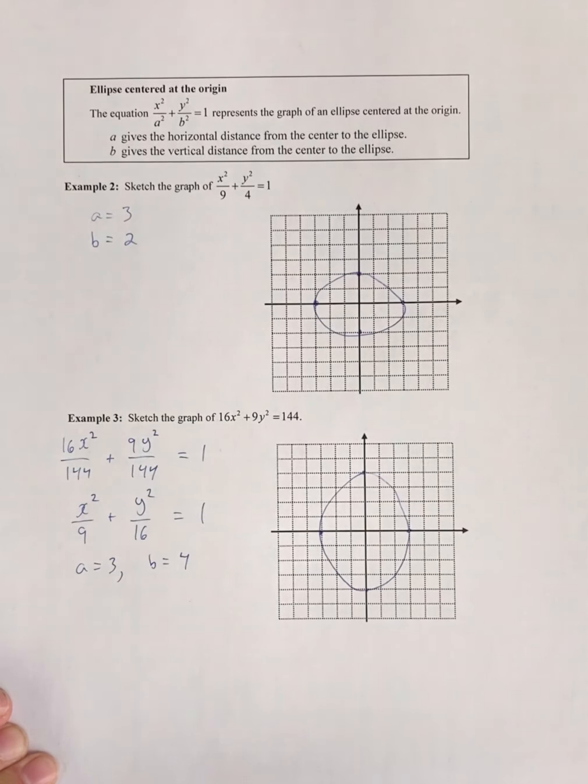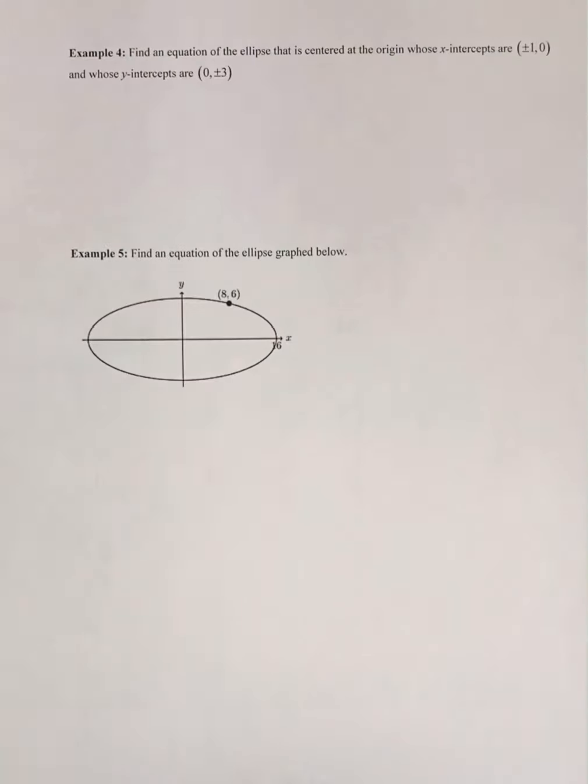In section 11.4, by the way, we'll look at ellipses that aren't centered at the origin. But for this section, we're just looking at ellipses that are centered at the origin. Now we have a couple of examples where we need to find the equation of the ellipse ourselves, either given the graph of the ellipse or given some information about the ellipse.